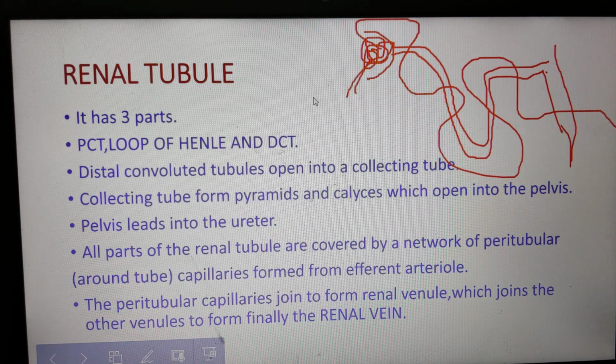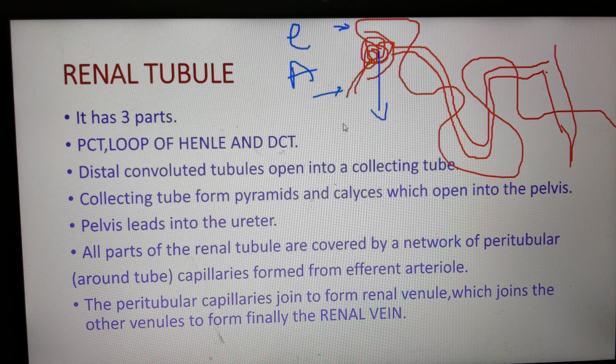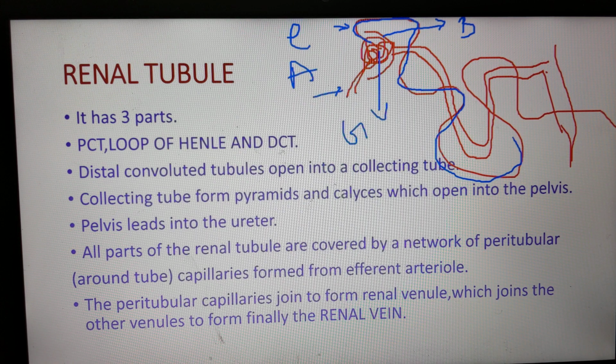So this is the afferent arteriole giving the efferent arteriole. This is the glomerulus. This is Bowman's capsule. Bowman's capsule and glomerulus together are called the Malpighian corpuscle. Let me do this in this color so that it's easy. So these are peritubular capillaries leading to the renal vein.